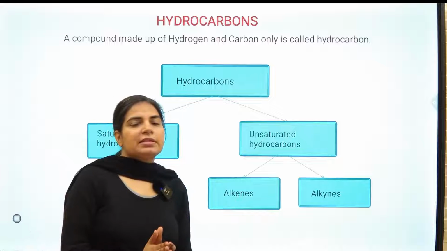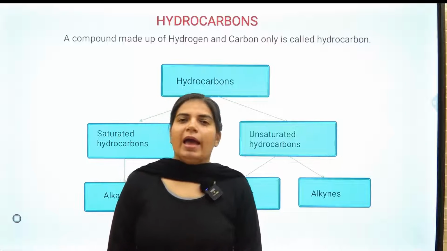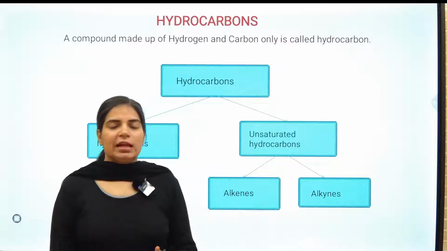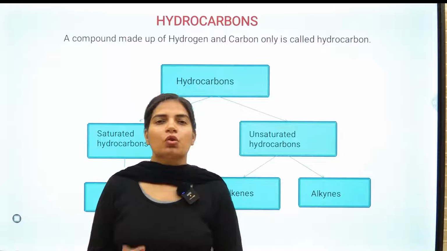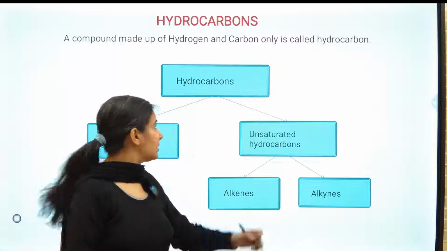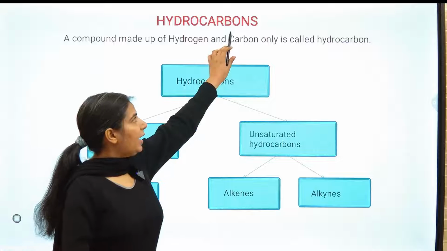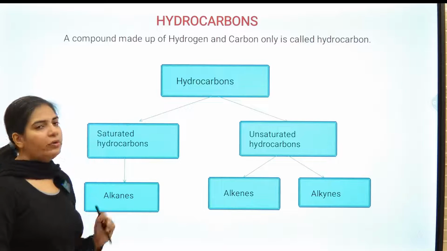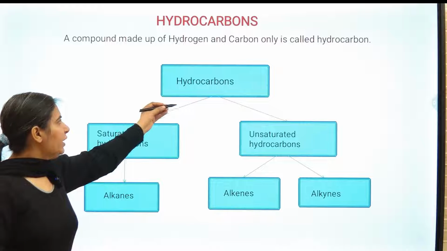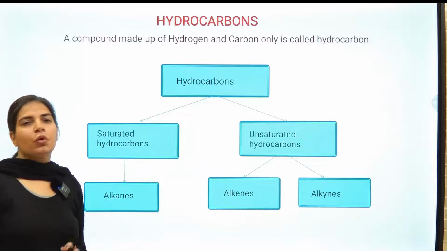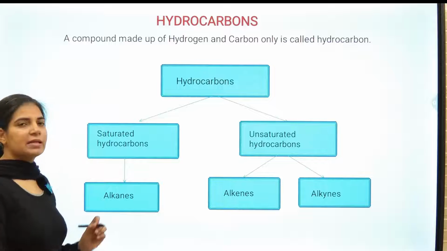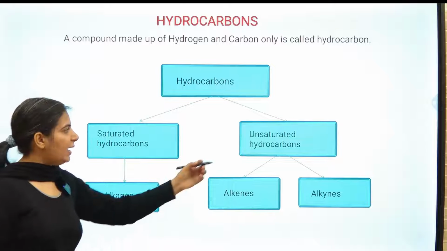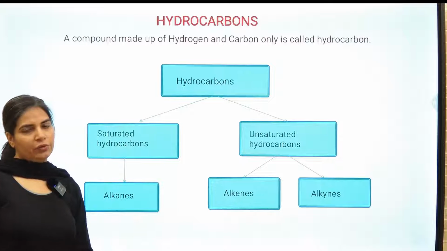Now we are going to discuss hydrocarbons. As the name indicates itself, hydrocarbon is composed of two atoms, that is hydrogen and carbon. We can divide hydrocarbons into two categories. The first one is saturated hydrocarbons and the next one is unsaturated hydrocarbons.